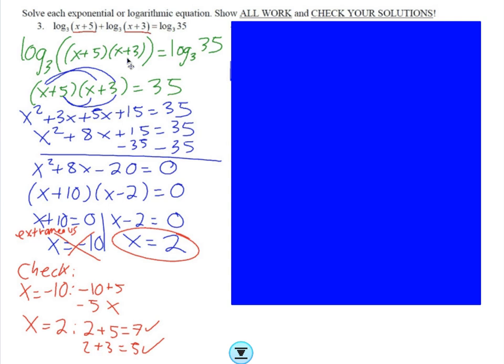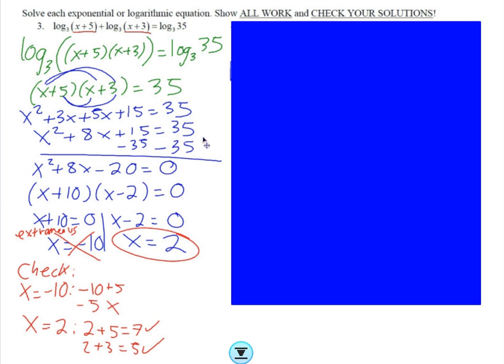Then I realize that I have log on one side and log on the other side, both base 3, which means I can just set their arguments equal to each other. I have x plus 5 times x plus 3 equals 35. Now remember, when we see something like this, it's not x squared plus 15. You need to FOIL or double distribute. X times x is x squared, x times 3 is 3x, 5 times x is 5x, and 5 times 3 is 15. When I combine like terms with the 3x and 5x, I get x squared plus 8x plus 15 equals 35. This is quadratic, which means it needs to be factored.